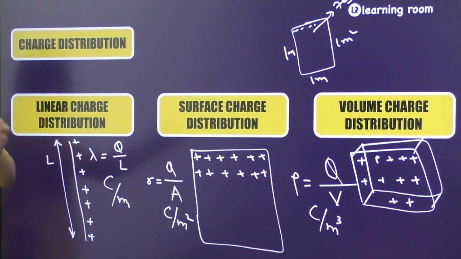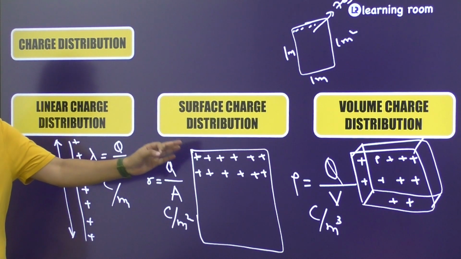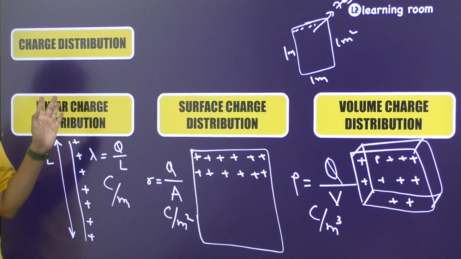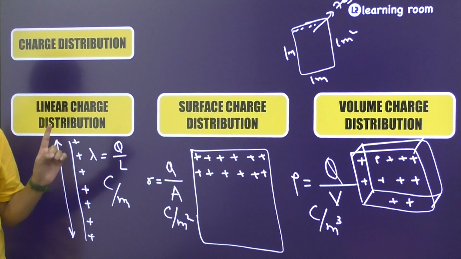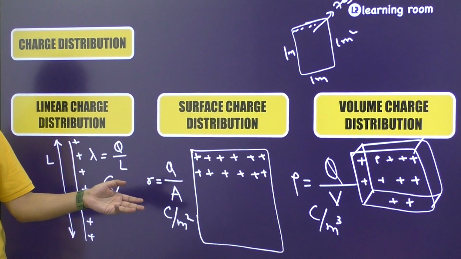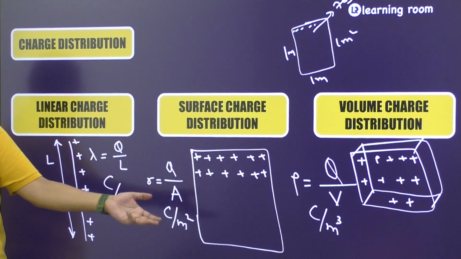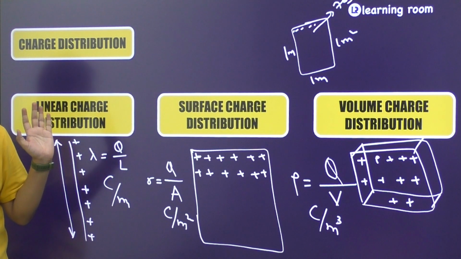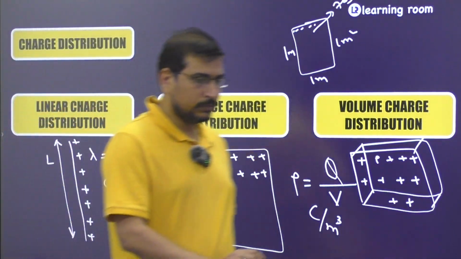Simply you take a charge which you are distributing, depending on what dimension you are distributing. Basically it is 1 dimension, 2 dimension and 3 dimension. If you distribute it on one dimension, you call it linear. If you distribute it on two dimension, you call it surface. Three dimension, you call it volume. Same logic, right? That's it. Can you make a note of it?